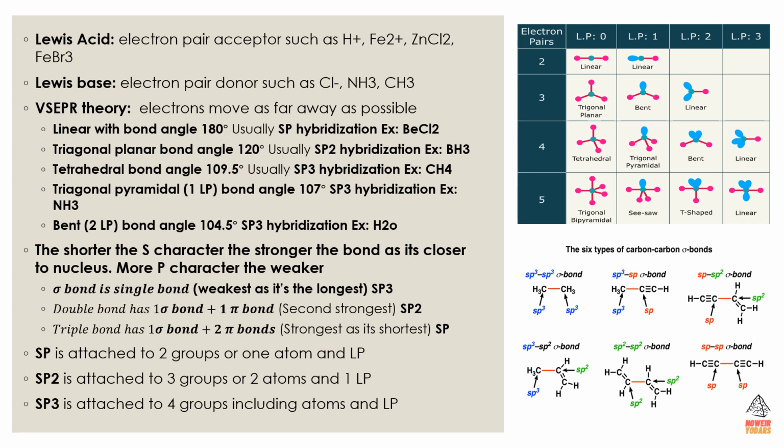All right, so an sp is attached to two groups, or one atom and one lone pair. By the way, lone pairs count as a group as well. It doesn't have to be just an atom. An sp2 is attached to three groups, or for instance, two atoms and one lone pair, or in special cases, two lone pairs and one atom. Next you have sp3, which is attached to four groups, including atoms and lone pairs. Like we see here, in trigonal pyramidal it has one lone pair and three atoms, and in bent it has two lone pairs and two atoms, so mix and match.